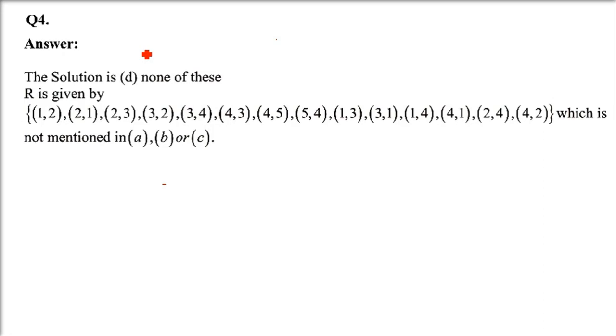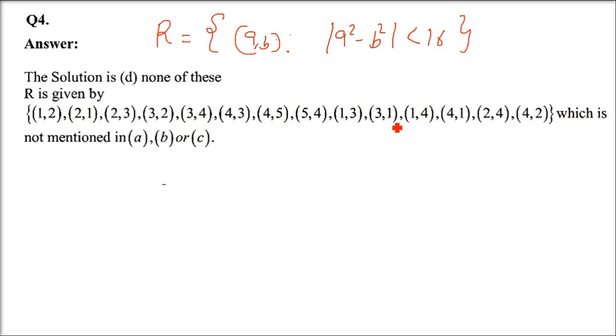Question number 4 here. The relation R defined on the set A. I'll write the relation. First, let me just write it here. (A, B): mod of A square minus B square is less than 16. This is given by.